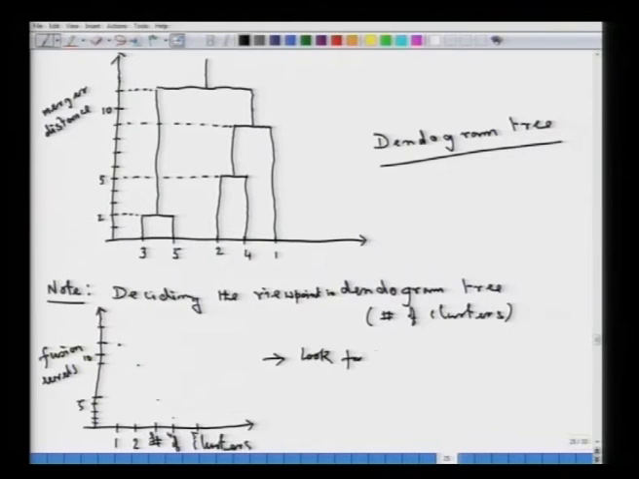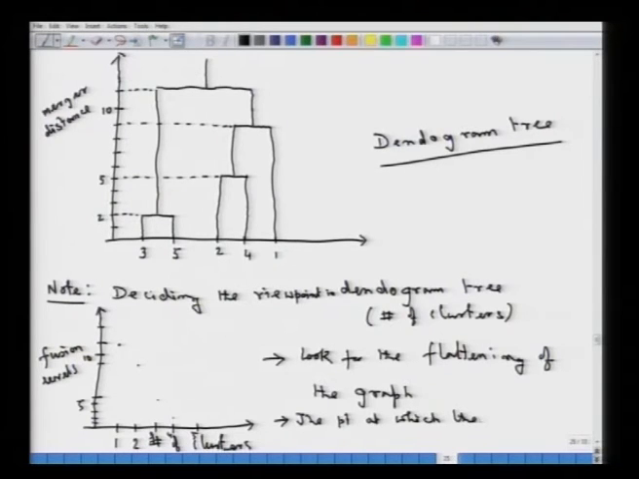It is basically from such a graph that we look for the flattening of the graph. The point at which the graph flattens is the desired viewpoint.